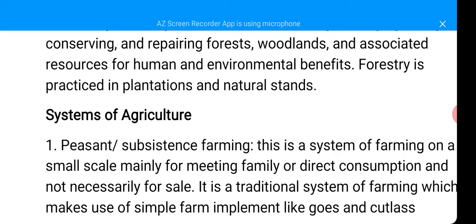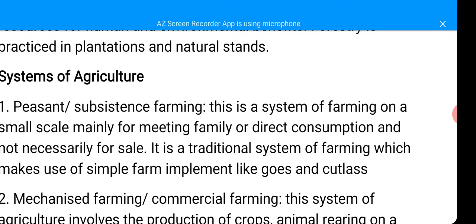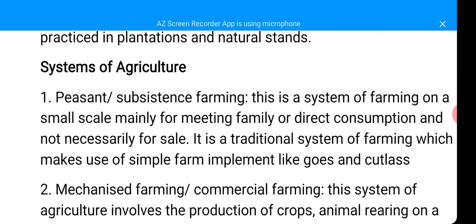And now we move to the systems of agriculture. That is how agriculture is practiced. We have the peasant or subsistence farming. Peasant or subsistence farming is a system of farming on a small scale, mainly for meeting family needs.